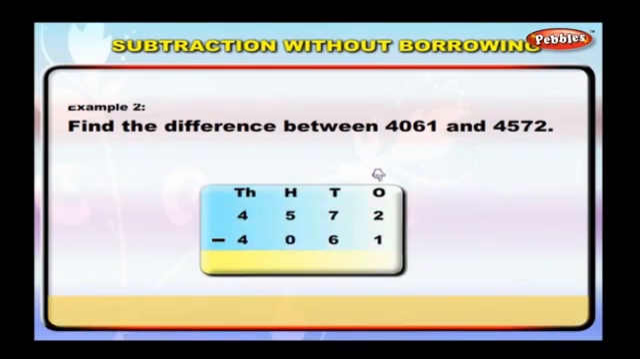Subtract ones. 2 minus 1 is equal to 1. Subtract tens. 7 minus 6 is equal to 1. Subtract hundreds. 5 minus 0 is equal to 5. 4,572 minus 4,061 is equal to 511.